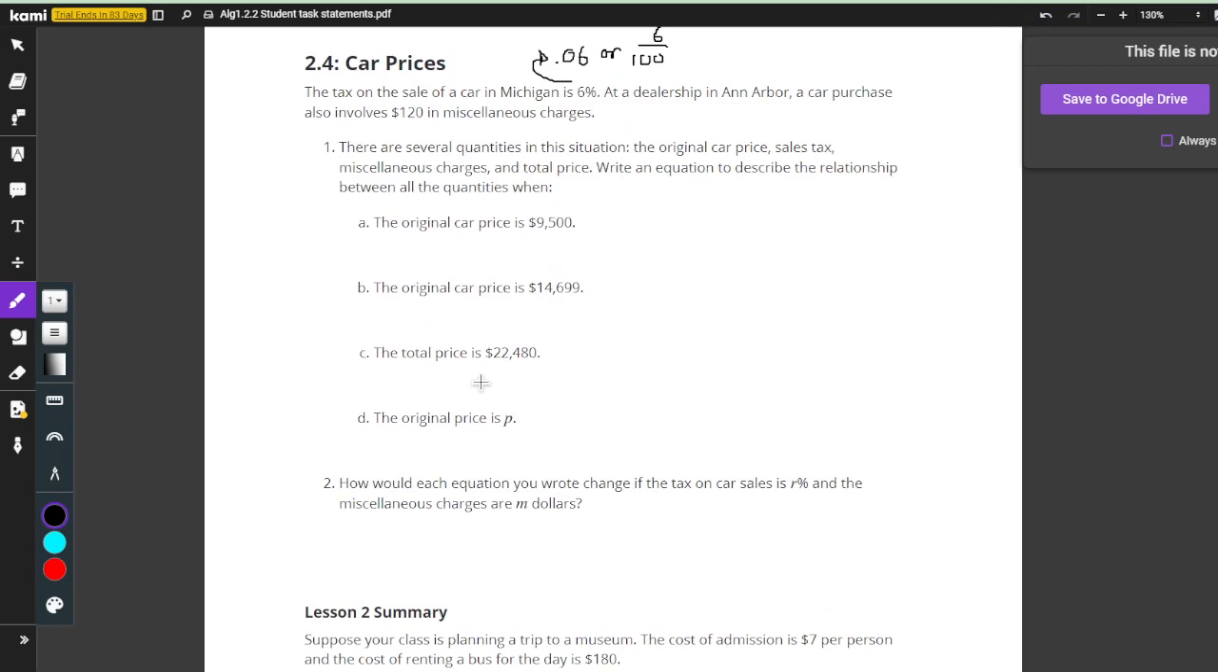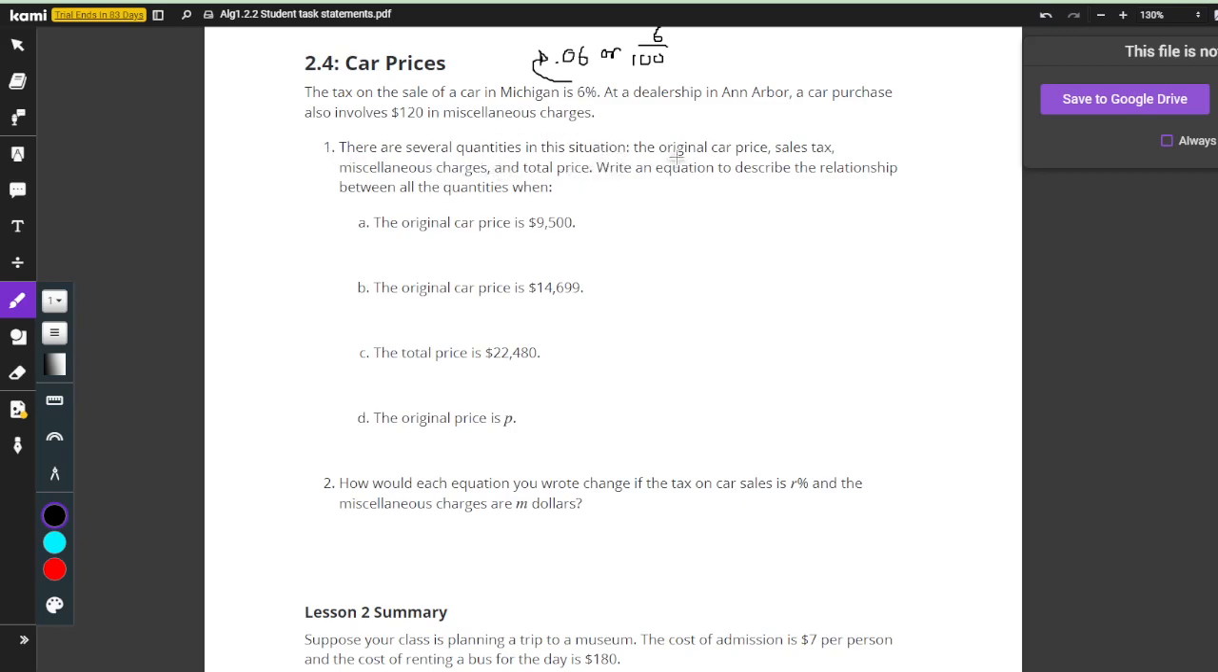So, at the dealership in Ann Arbor, a car purchase also involves a $120 miscellaneous charge. Wow, they are screwing us. Look at that. $120 miscellaneous charge? What are they miscellaneous charging me for? Not fair at all. But anyways, let's take a look.